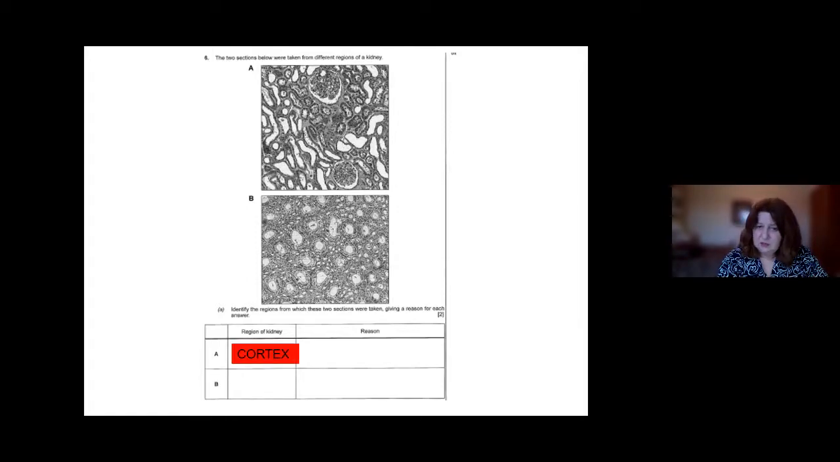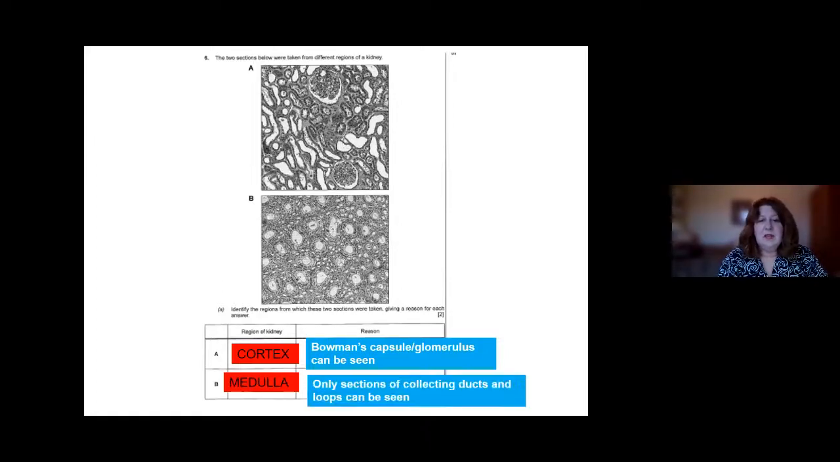A is the cortex, the outer cortex, where you find the glomeruli, and obviously I've mentioned that is the reason there. Whereas in B, you can just see that there are circular tubes. There's no evidence of any glomeruli there, so it has to be the inner medulla, for the reasons I've said.